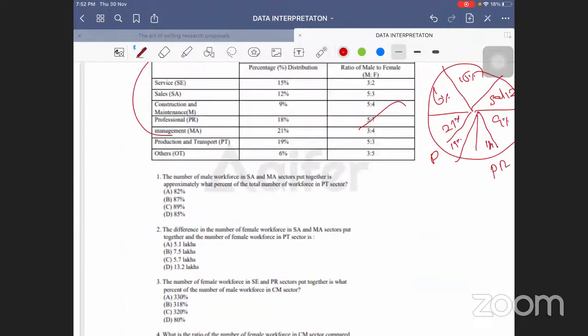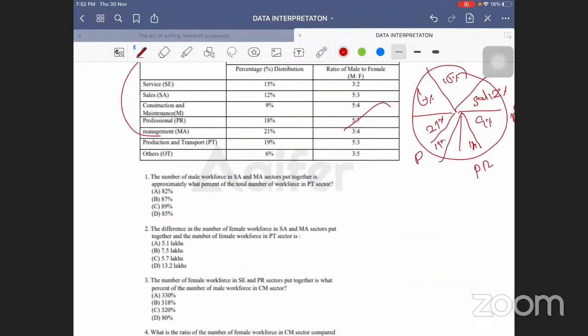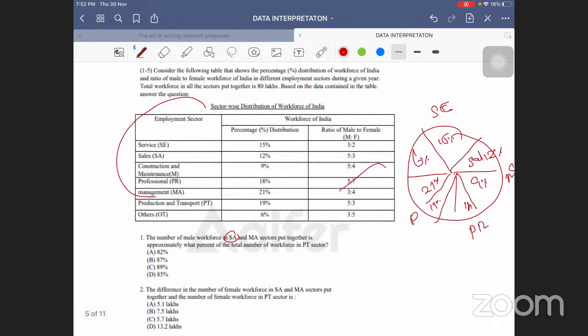What are the male workforce in SA and MA sectors put together, approximately what percentage of the total number of workforce in the PT sector? So SA means sales male workers. See, in the sum they have given the total workforce. So the total workforce is 80 lakh.